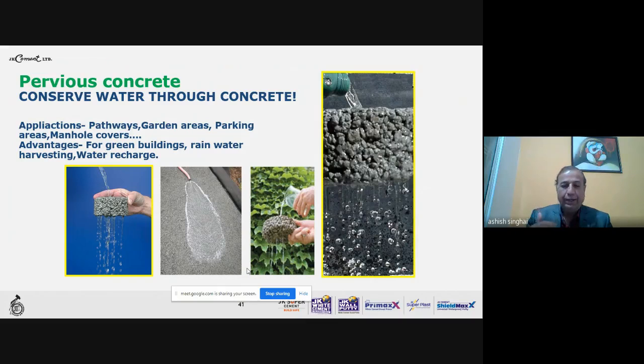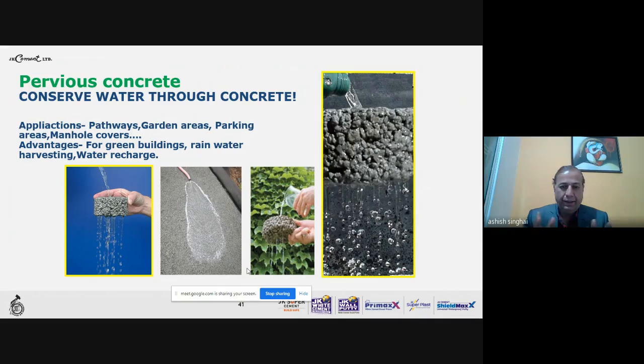Pervious concrete is nothing but a concrete which is made using more coarse aggregate, less fine aggregate, some very good quality admixtures, and cement obviously, which can hold all the materials. As you can see in the pictures, it is not rocket science to make. Anybody can produce pervious concrete. The basic objective, again I would emphasize, is to let 70 to 80% of the water go inside your ground, recharging the groundwater table. That is the basic objective of pervious concrete.